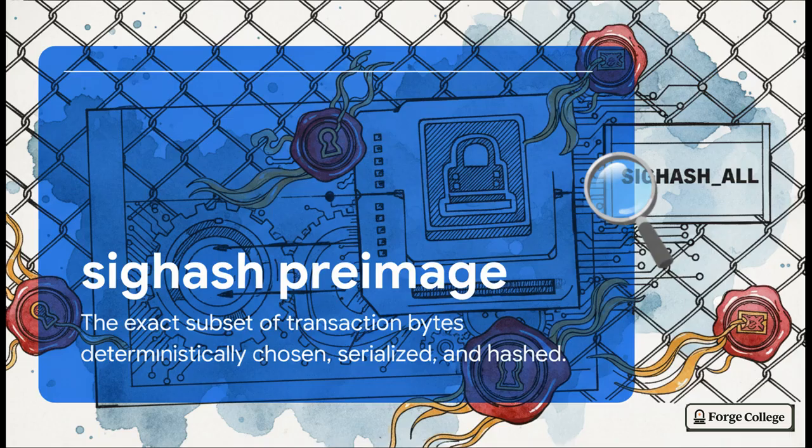The signer is committing to this specific digest. So when someone uses a flag like sighash all, they're basically stamping their signature across almost the entire blueprint. That locks it down and prevents anyone else from making unauthorized modifications to the inputs or outputs. It completely dictates the exact rules of the commitment.